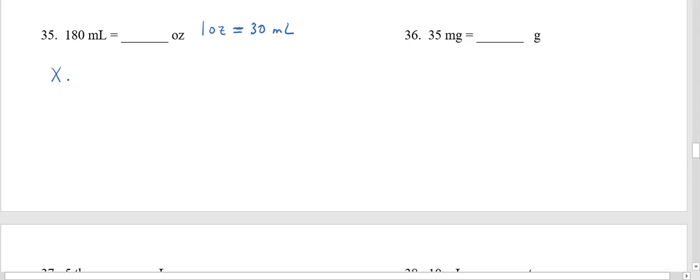So set it up. I'm looking for ounces. 180 milliliters over 1 times, and then milliliters is on top, so milliliters goes to bottom. 1 ounce goes on top. So remember, 1 ounce is 30 milliliters. So I cancel my units of measure. And then I got a 0 on top and a 0 on the bottom. So zeros cancel. And then I've got 18 over 3. 18 divided by 3 is 6. So in 180 milliliters, there's 6 ounces.